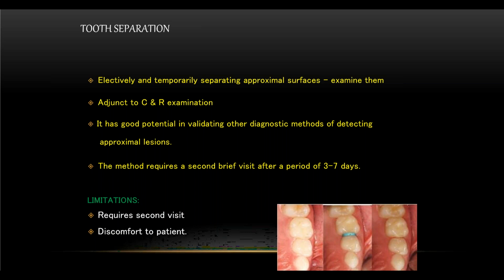Now, tooth separation. Tooth separation is an adjunct to your clinical and radiographic examination. This tooth separation is mostly done to find out the proximal lesions. The method usually requires two visits, mostly at a period of 3 to 7 days, because once you apply what type of tooth separation is this?